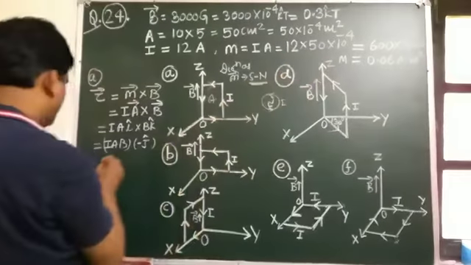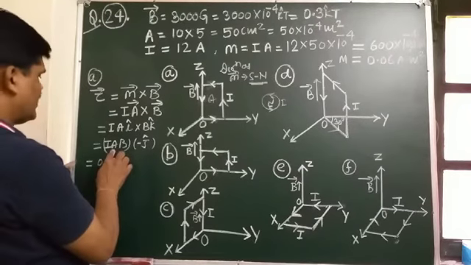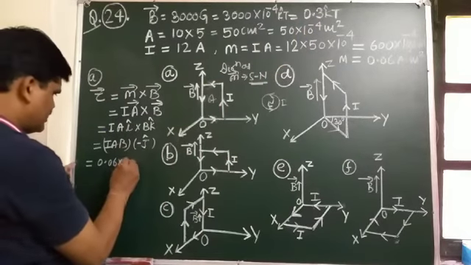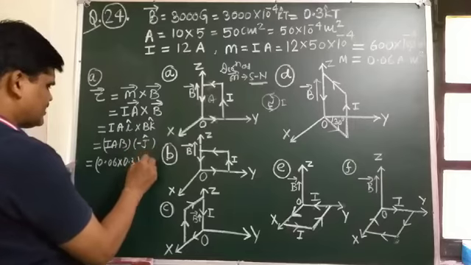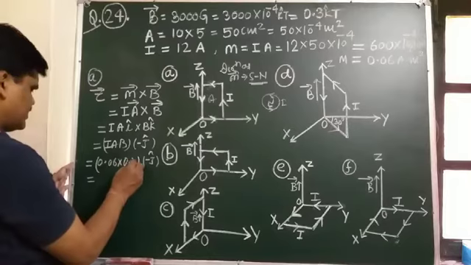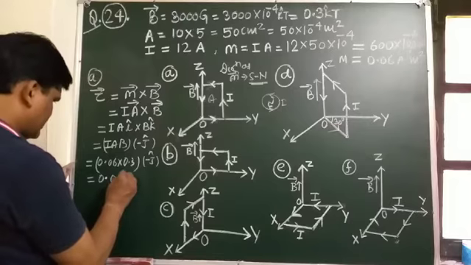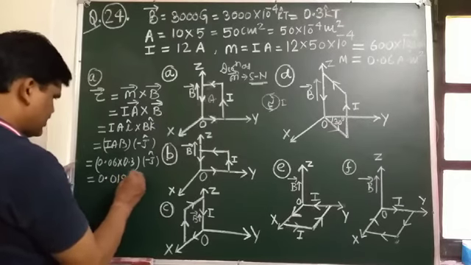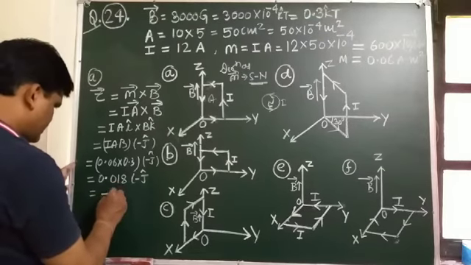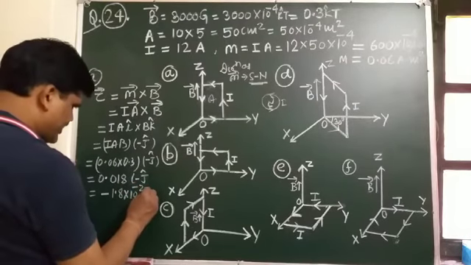IA I have calculated as 0.06, and the magnetic field is 0.3, that is its magnitude only, and the direction is negative y-axis. So it comes out to be 6 times 3 is 18, 0.018 unit vector j. So it can be written as minus 1.8 into 10 to the power minus 2 j.